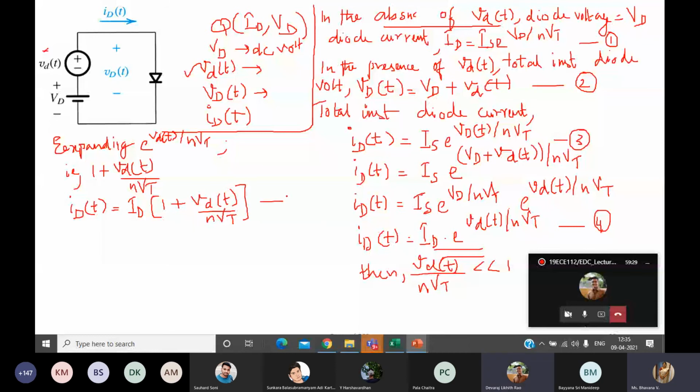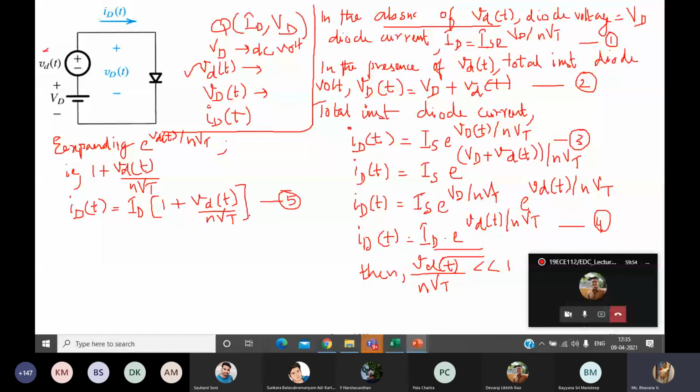Equation number 5. Give me 5 minutes, I will complete this. Is this clear to you? Otherwise, I have to restart from the beginning. Clear, ma'am. Can I take the 5 minutes? Yes, ma'am. Is equation 5 clear to you? Yes, ma'am.